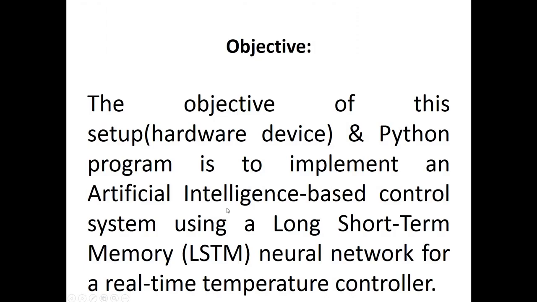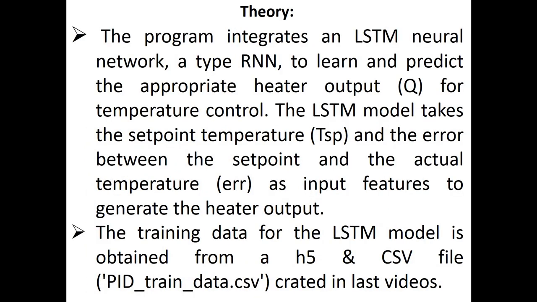So the objective of this setup, that is the hardware device and a Python program, is to implement a complete temperature controller using an artificial intelligence method. It uses LSTM for real-time temperature control, and it is univariate data coming into the LSTM. Now the theory is to integrate the LSTM neural network. This is a type of recurrent neural network which we discussed in the previous videos. This is to learn and predict the appropriate heater output of the temperature control.